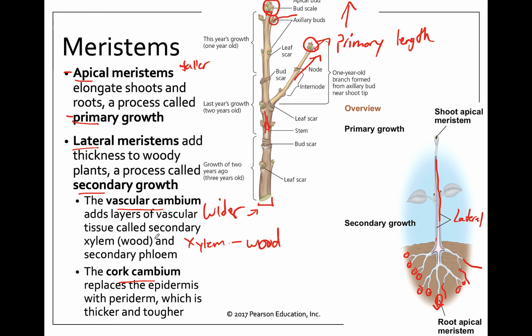So secondary means wider. And then the cork cambium, this is going to replace the epidermis. This is going to be like the bark of the tree. This is underneath the bark of the tree. And again, this is secondary growth because it's going to contribute to the wideness of the plant.